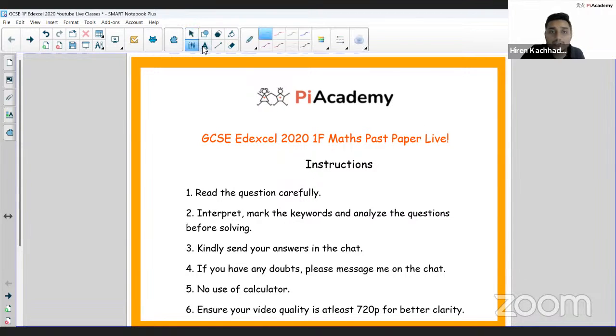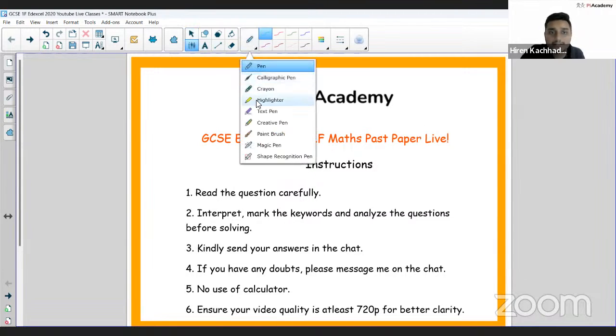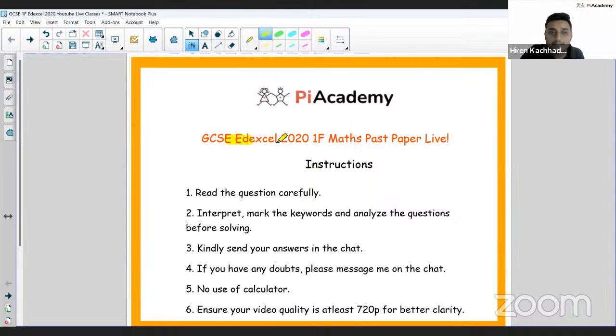Today we are going to solve GCSE Edexcel 2021F, so it means foundation paper number 1. It's a maths past paper solving live. And these are some instructions before we start this class.